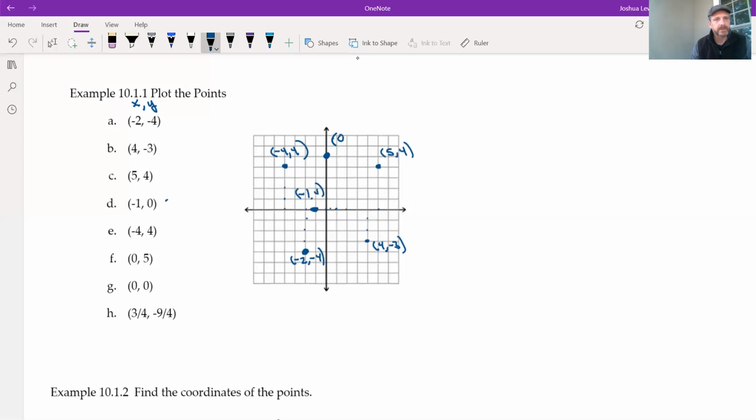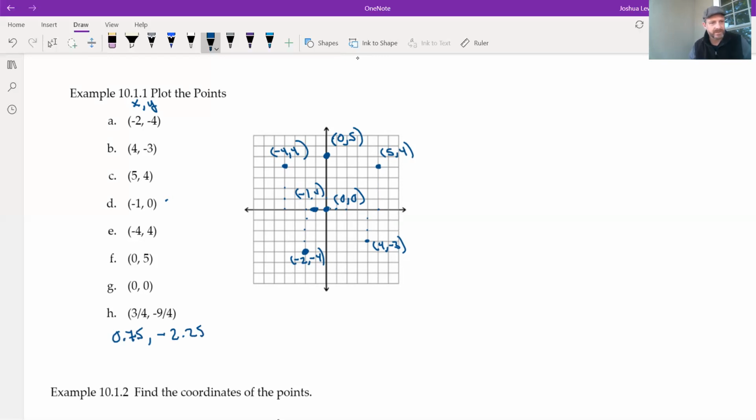So (0, 5). (0, 0). Well, that's just my origin. Now this one, (3/4, -9/4). Well, 3/4, if you think of that as a decimal, that's 0.75. And -9/4, what is that, -2.25 as a decimal?